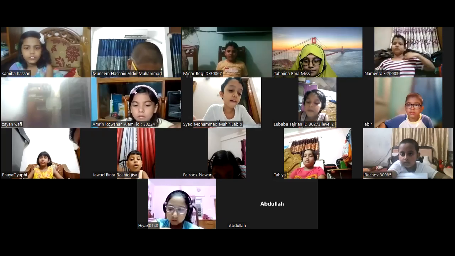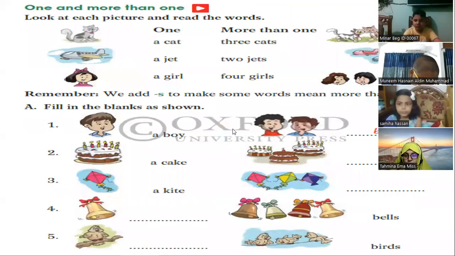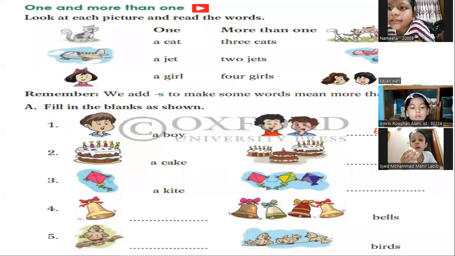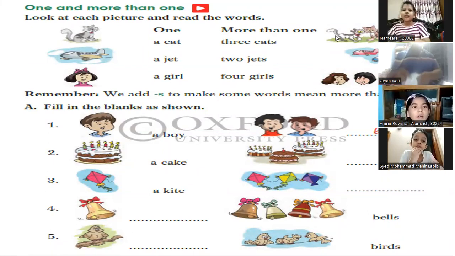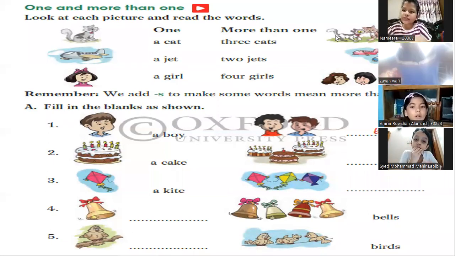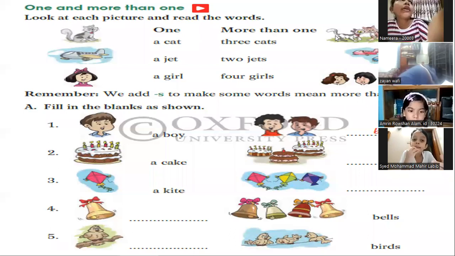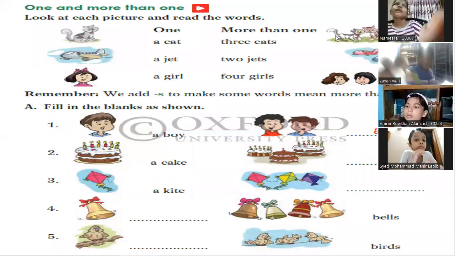Now, this is your next slide. It is basically on the numbers, which means singular and plural. Singular means ki, Namira? What does singular mean? Ekta. Ekta ki English e ki bole? One. And plural? Plural means onek gula. What does it mean in English? How can we say it in English?